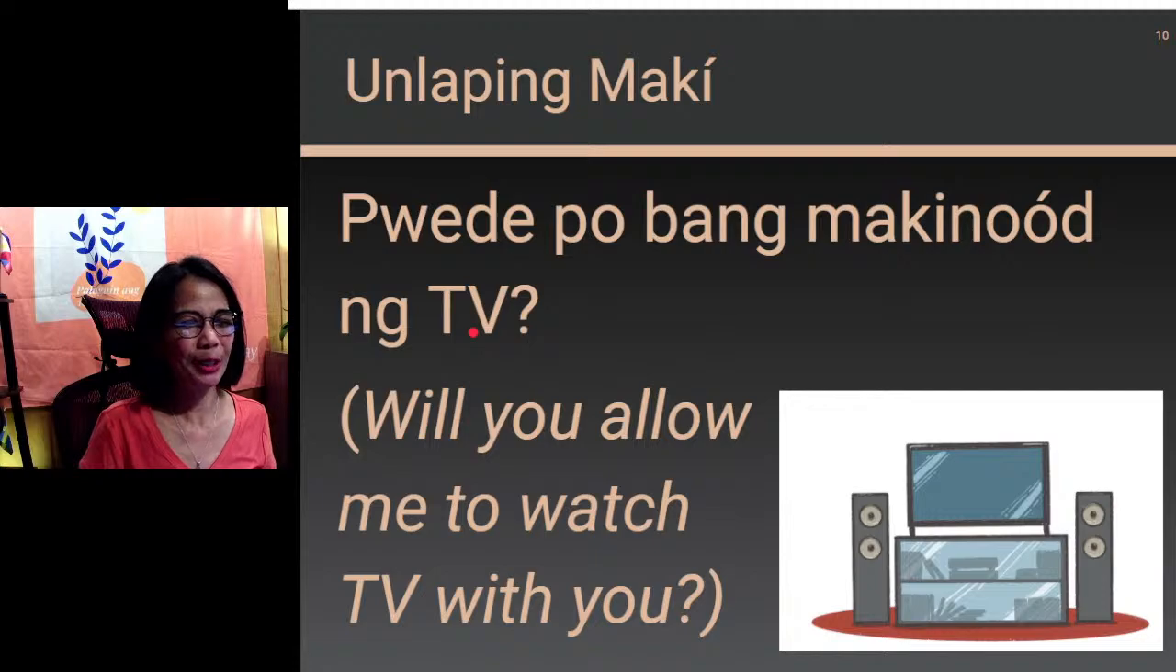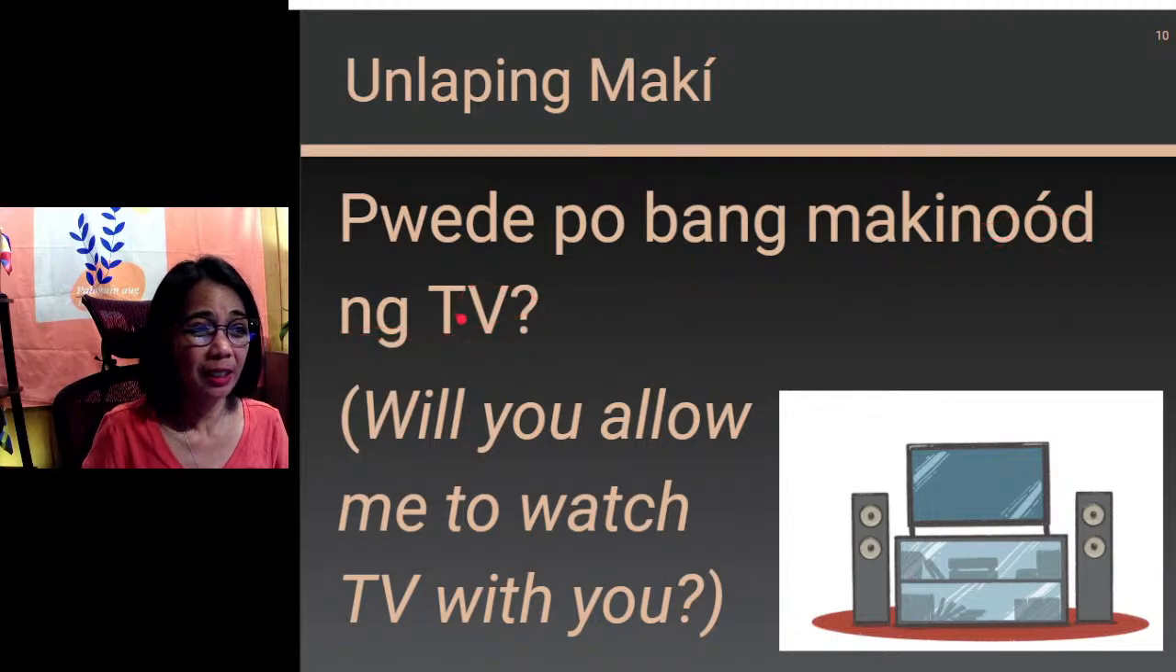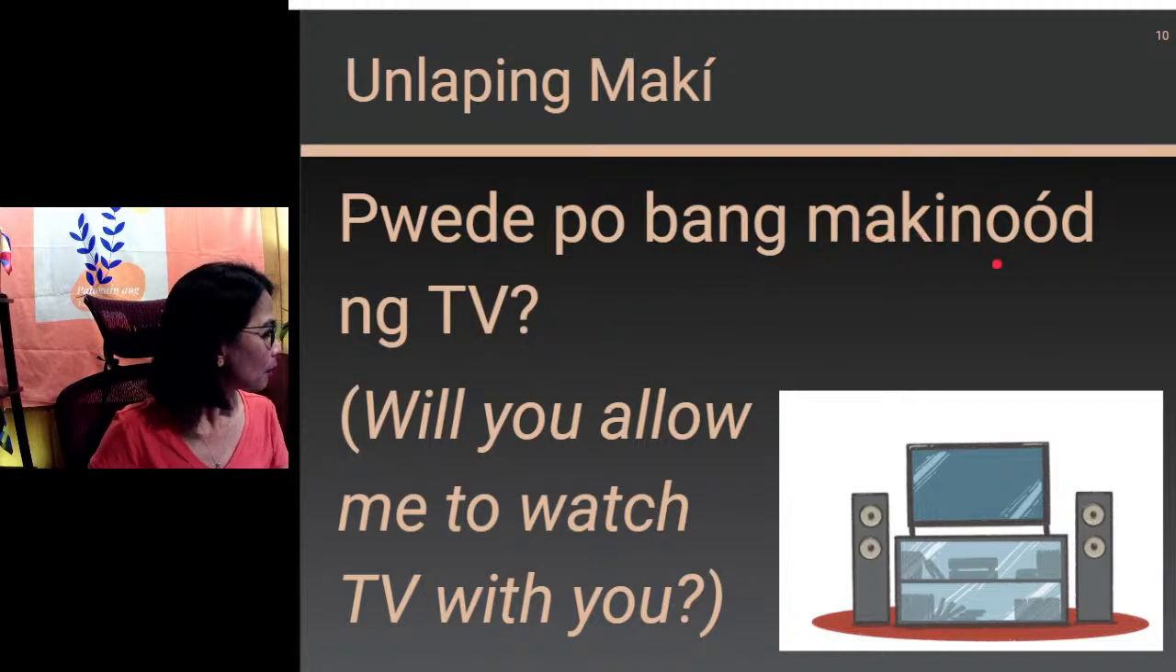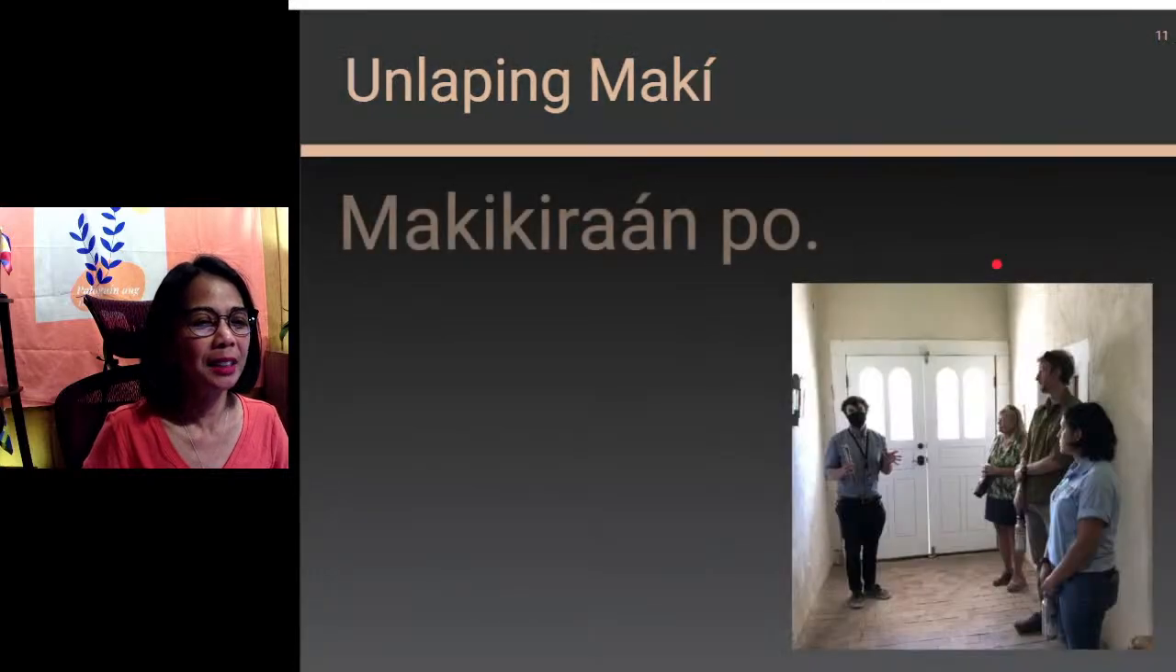Another thing. Pwede po bang makigamit ng toilet is good. For example, you are a stranger in that place, right? Pwede po bang makigamit ng toilet? If not toilet, in Tagalog, it says kubeta. Pwede po bang makigamit ng kubeta? I hope that the spelling of gamit, I leave it to you. Or let me spell it for you. Makigamit. Okay? Good.